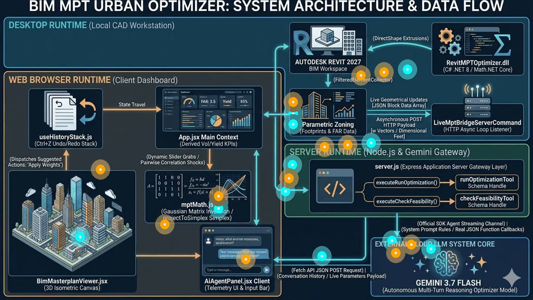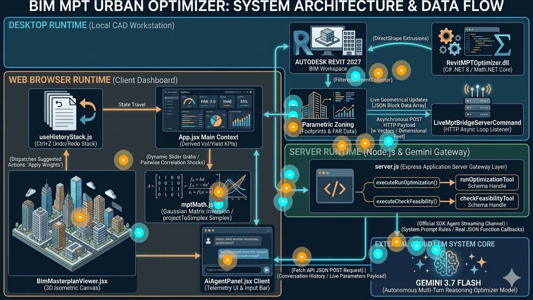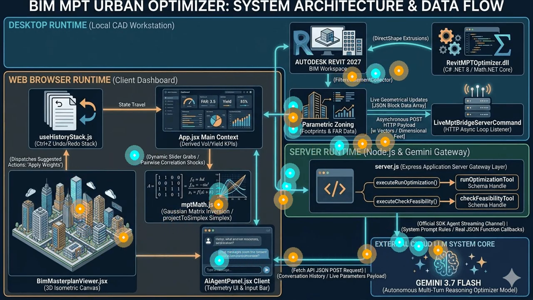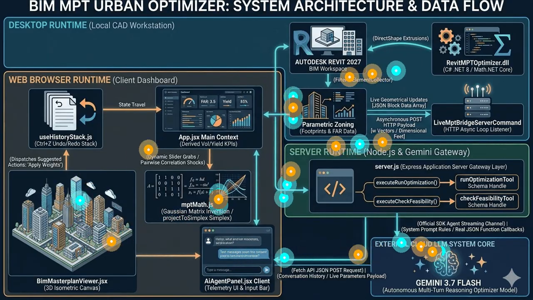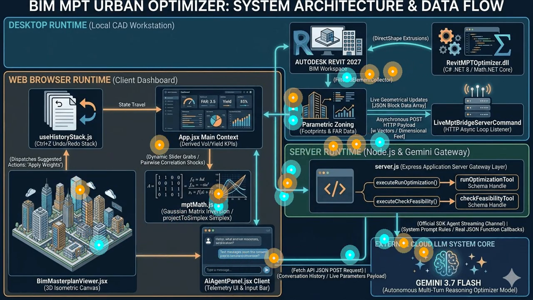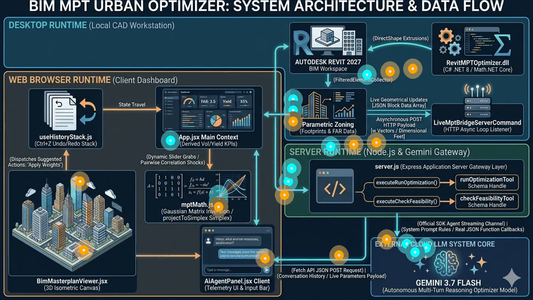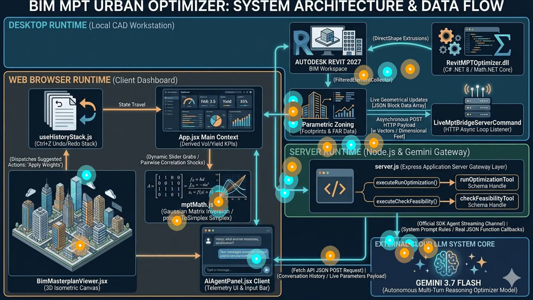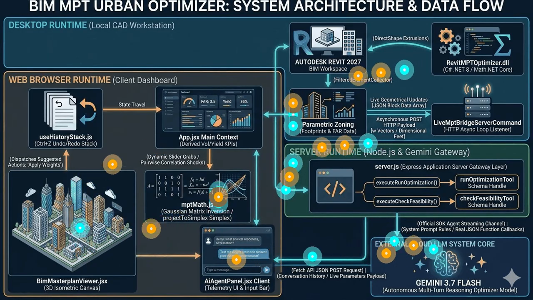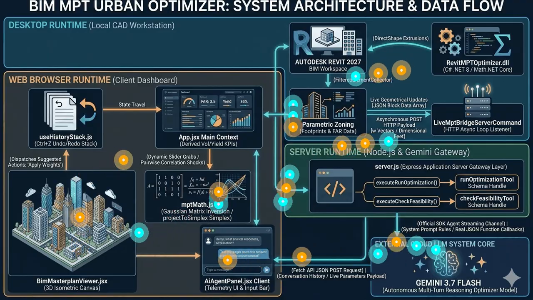The system architecture extracts live architectural dimensions from the local Autodesk Revit desktop environment, pulls them asynchronously into the React web dashboard via background polling loops, and handles multi-turn design requests by routing data directly to the cloud-hosted Gemini 3.7 Flash optimization model.